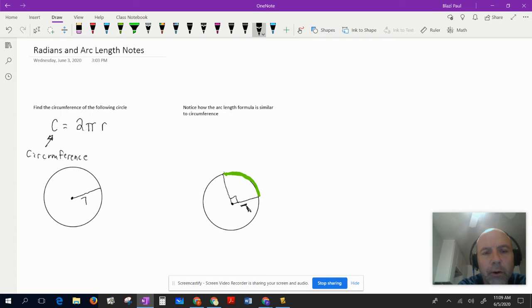In the exercises we're going to do, it's going to be asking us for arc length. Well, you've probably seen this formula by now. S, the arc length, equals the radius times whatever theta is, or the central angle. Okay. So this is arc length.